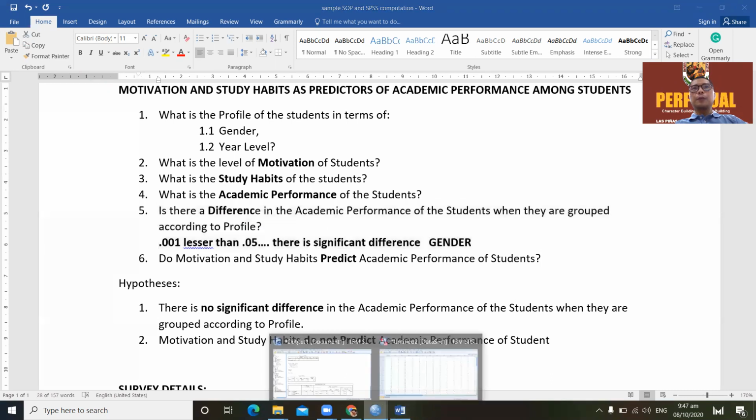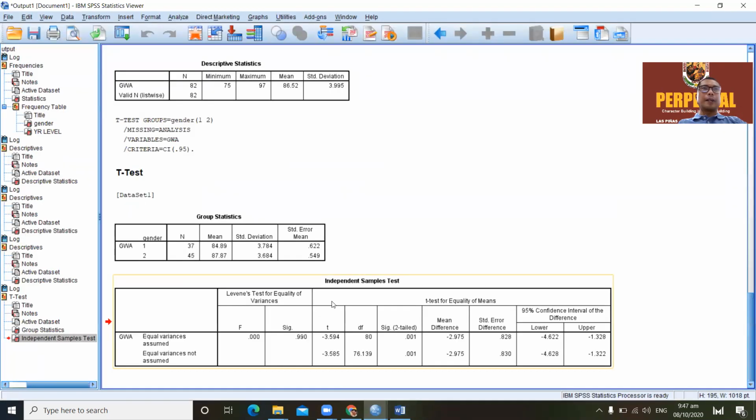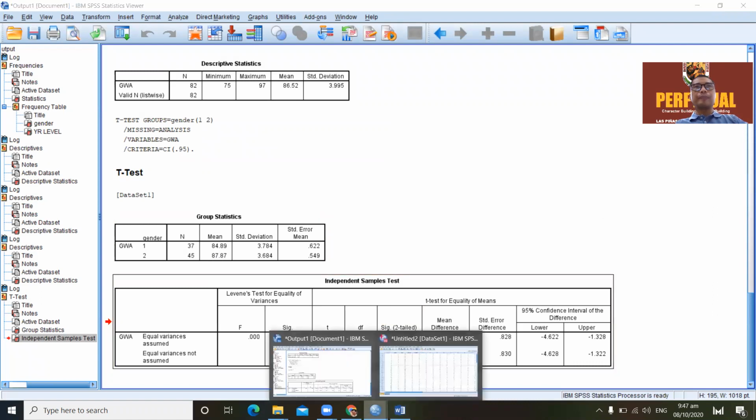And if we'll try to go back to our figure here, 87.87 and 84.89, the difference is significant enough that we could say that males and females differ or vary in their academic performance. So that settles it. Now, how about for year level, since we have that kind of question?